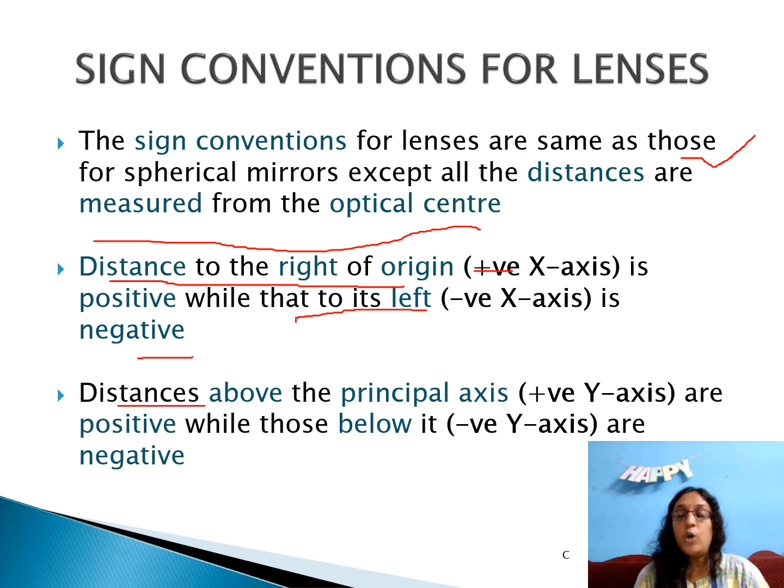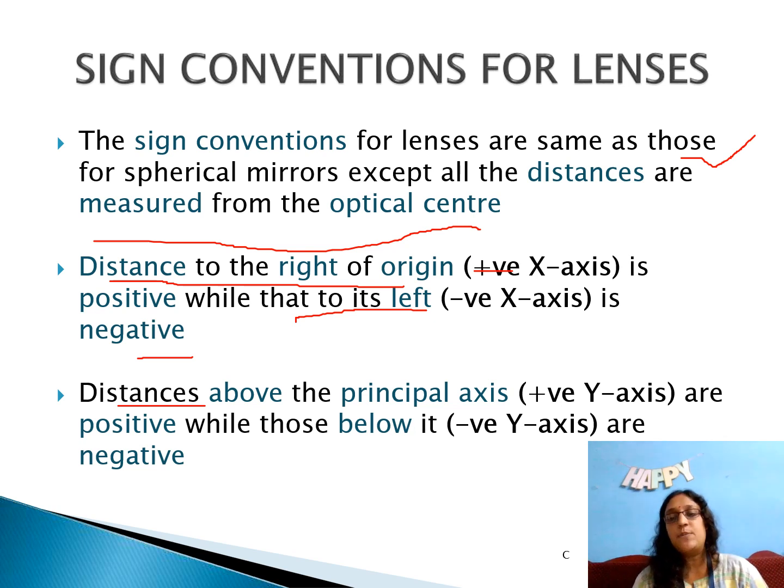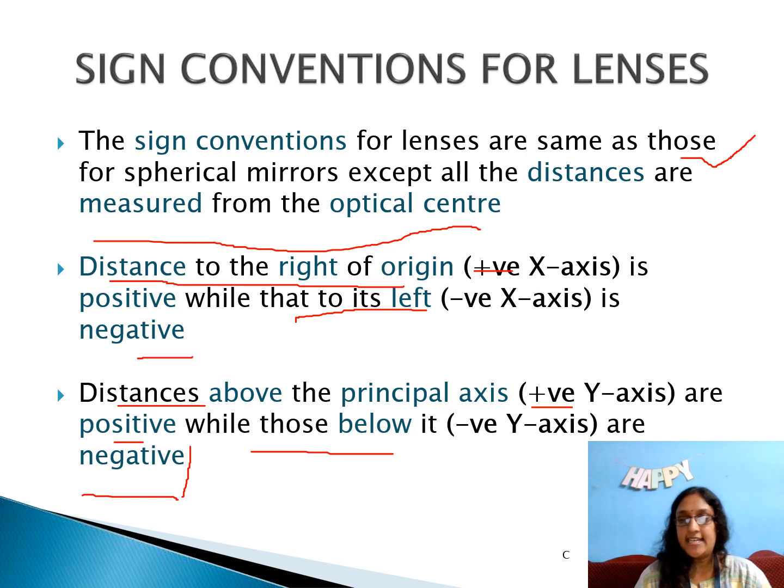The distance above the principal axis, this is your principal axis, whatever you are visualizing above the principal axis will be taken as positive. While those below it will be taken as negative. It's simple. Right side positive, left side negative. Top side positive and bottom side negative. That's it.